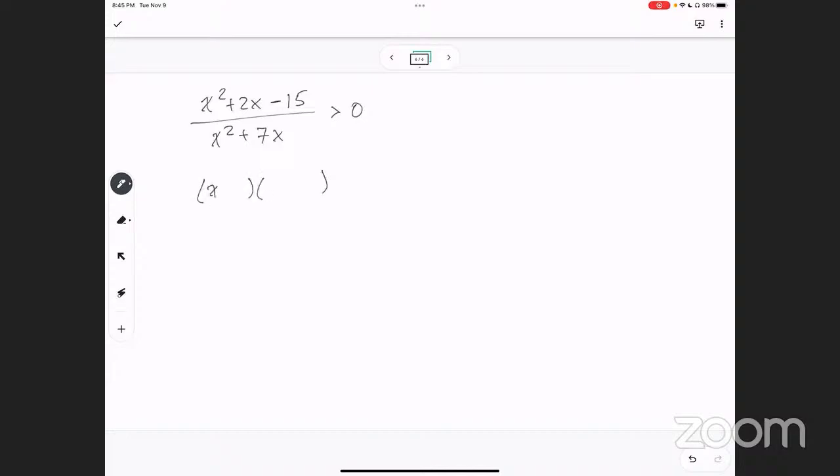Can you see how this factors? 5 and 3. Which one's positive and which one's negative? The 5 would be positive and the 3 would be negative, because that way it'll give you a positive 2 in the middle. 5x minus 3x is 2x. Got it? What factors out of the bottom?